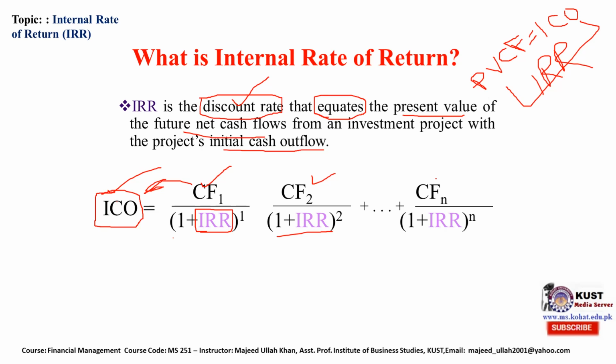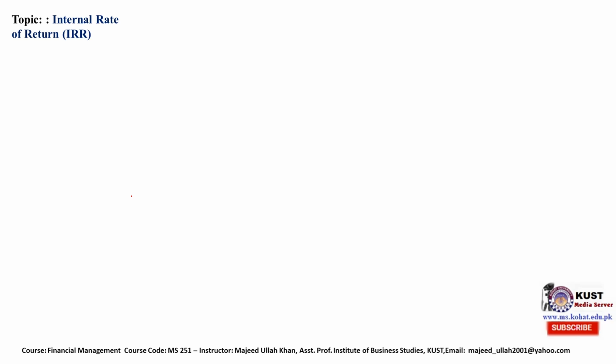Similarly, this is the cash flow of the nth year. Nth year means any arbitrary year, which may be the 10th year or 50 years, any number. When we discount it with the internal rate of return for the nth year, it gives the present value of that cash flow. The rate at which the present value of these cash flows equals the initial cash outflow is called internal rate of return.